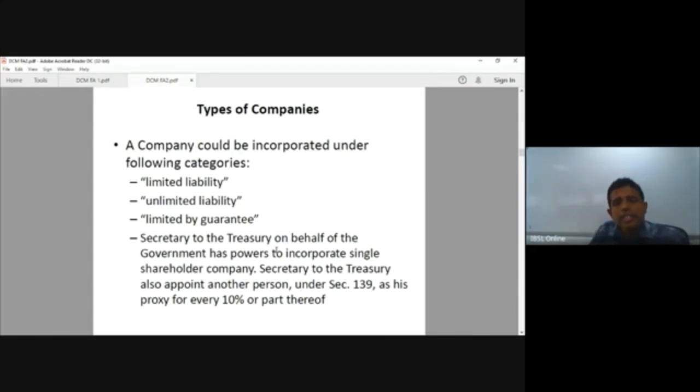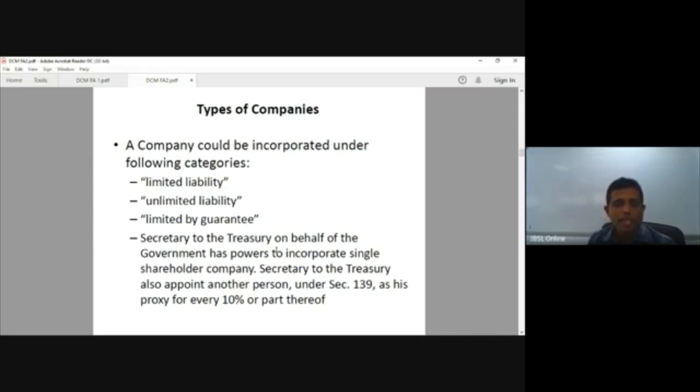Then these are different types of companies. A company could be incorporated under the following categories: limited liability company, unlimited company, company limited by guarantee. You can download the Companies Act and search for these definitions in detail, but I won't test anything under my section. There are other areas under the credit management course where they might test these things.